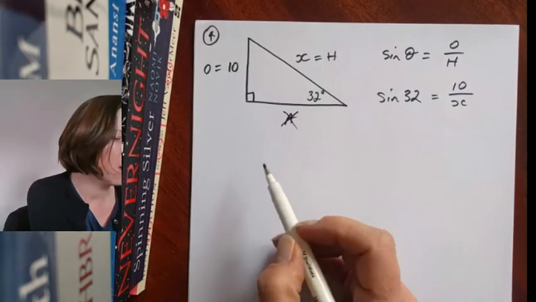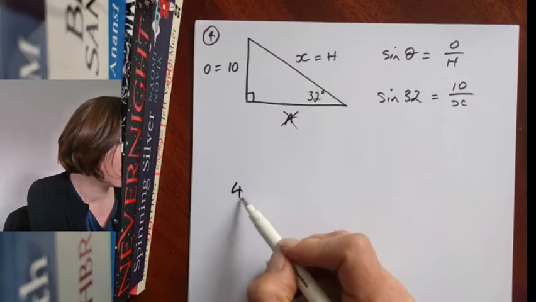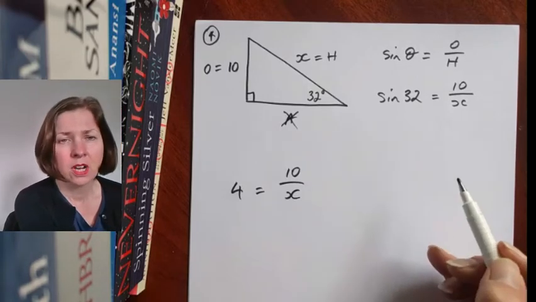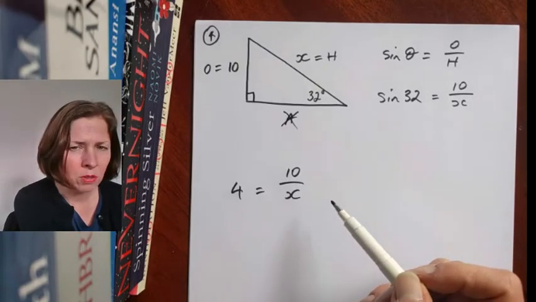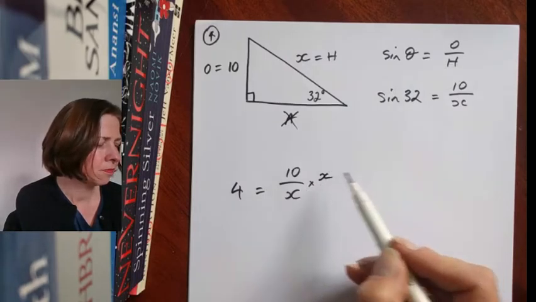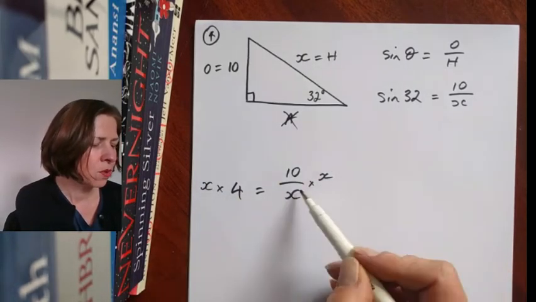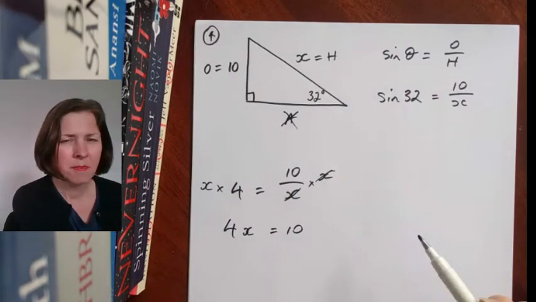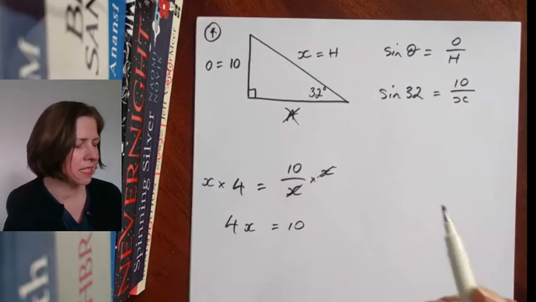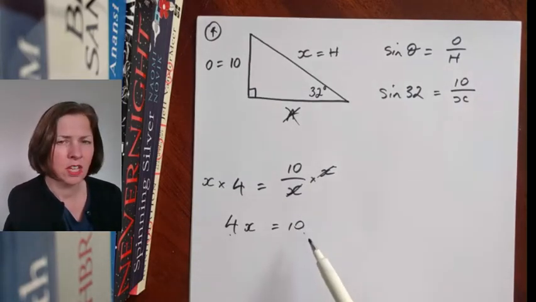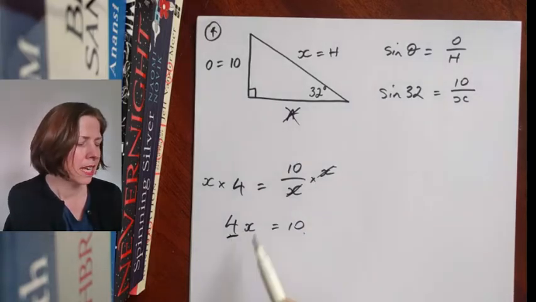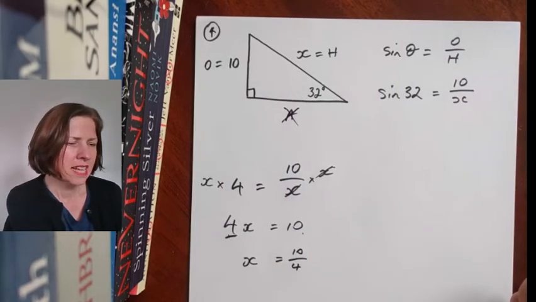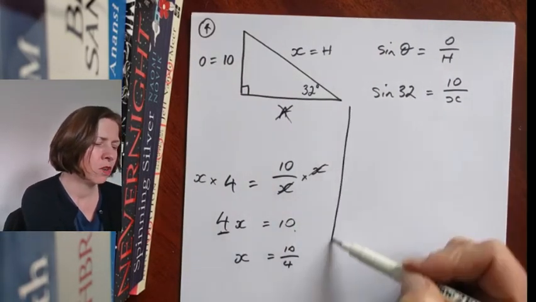So first of all, if I was trying to solve this equation, 4 equals 10 over x, what would I do? I would multiply both sides of the equation by x first. That would cancel these x's out and leave me with 4x equals 10. But I don't want to know what 4x is, I want to know what x is. So then I have to divide both sides of the equation by 4, leaving me with x equals 10 over 4. So that's going to be a little bit different. Let's see how that looks for the equation we've got here.